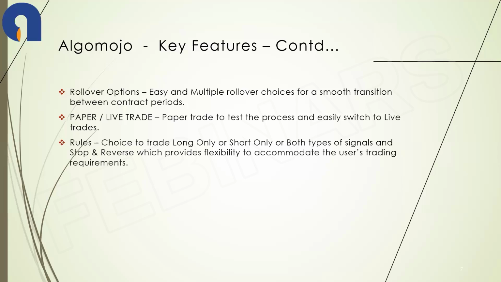There are a couple of rules that we have set in terms of defining your order execution. These can be long only or short only, or it can be both long and short. And there are something called stop and reverse facilities available. These are dependent on the kind of strategies that you have deployed and you want to automate. We will go through these rules.